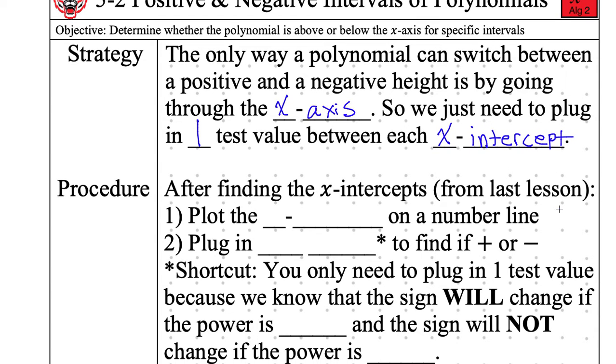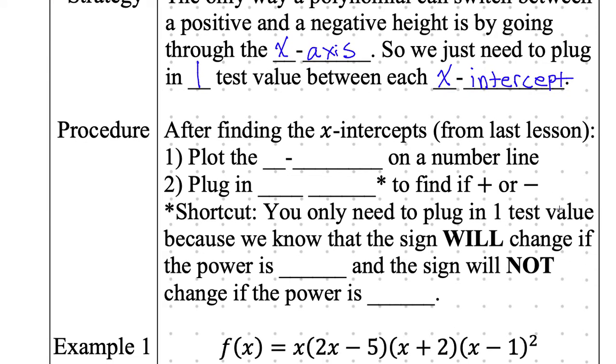Now that we know our strategy, we must find our procedure. After finding the x-intercepts from the last lesson, you must first plot the things that you just found, which are called what, with a quiet raised hand. Lorea, please sing the answer. Close, it's this word right here. It is indeed intercepts.